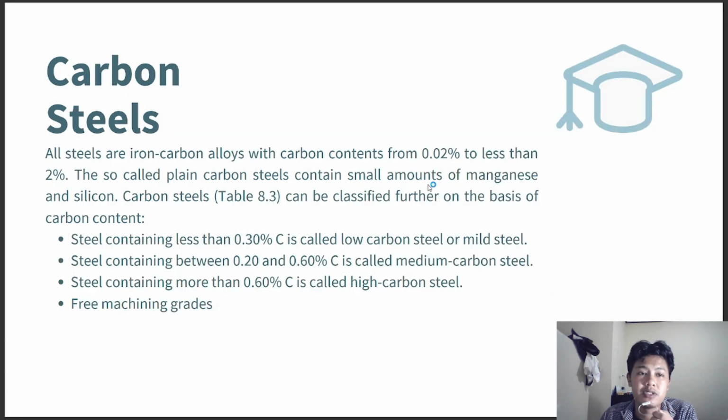Next is carbon steels. All steels are iron carbon alloys with carbon content from 0.02% to less than 2%. The so-called plain carbon steels contain small amounts of manganese and silicon. They are classified further on the basis of carbon content, like steel containing less than 0.30%, that is called low carbon steel. And then there is medium carbon steel, containing between 0.20 and 0.60% carbon. Next is high carbon steel, containing more than 0.60%. The last is free machining grades.